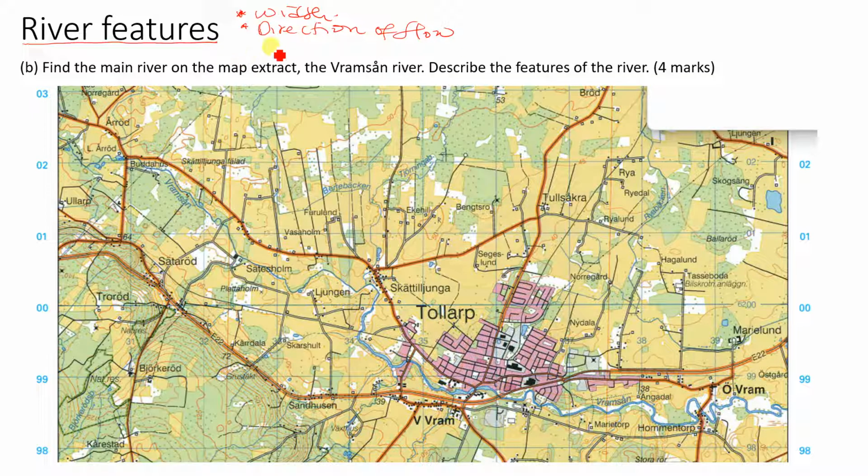Now, remember features of a river that you've covered in your syllabus. Things like the meanders.